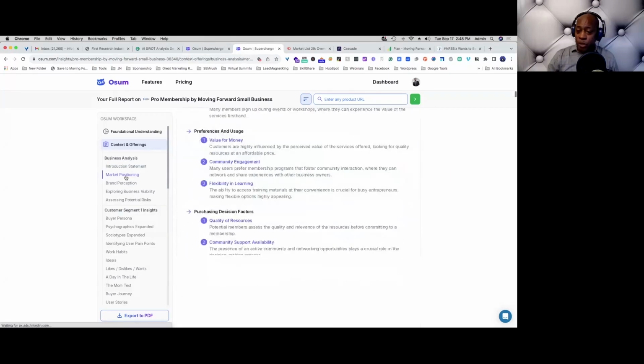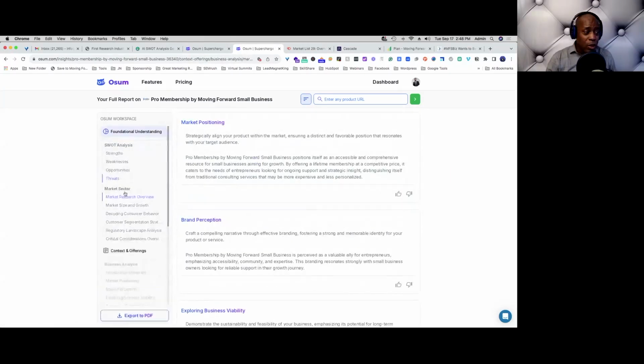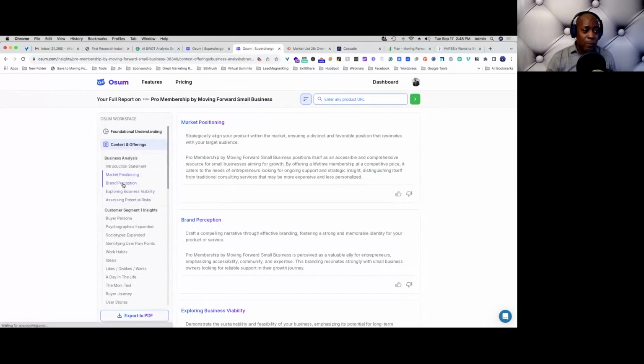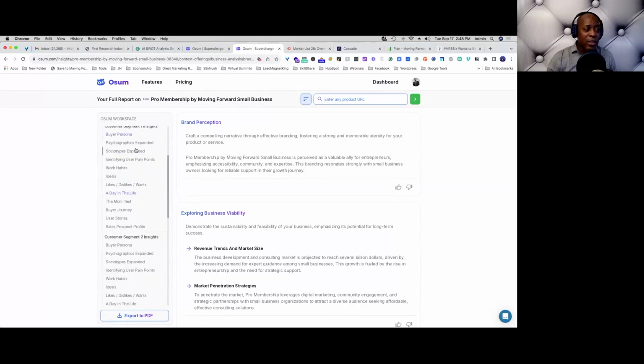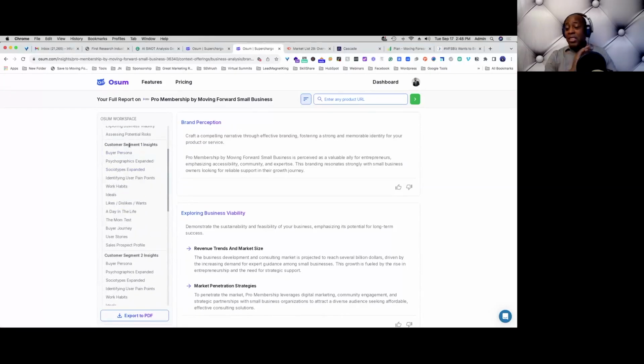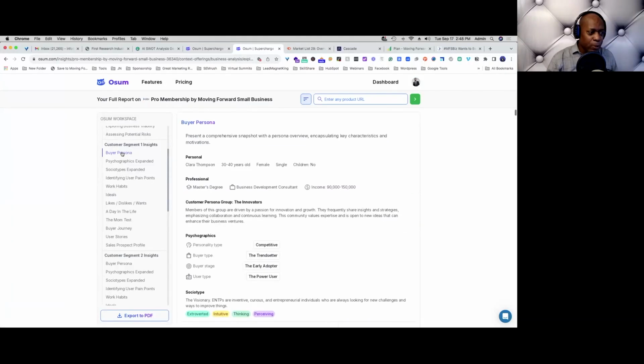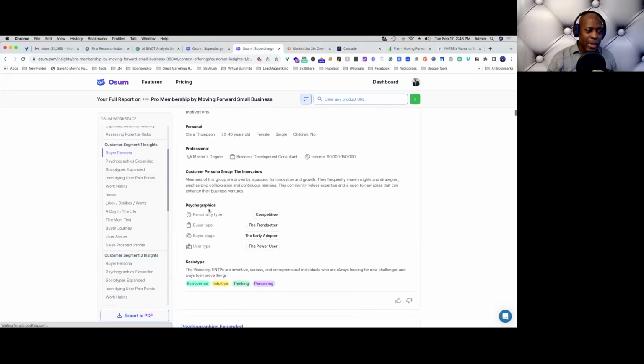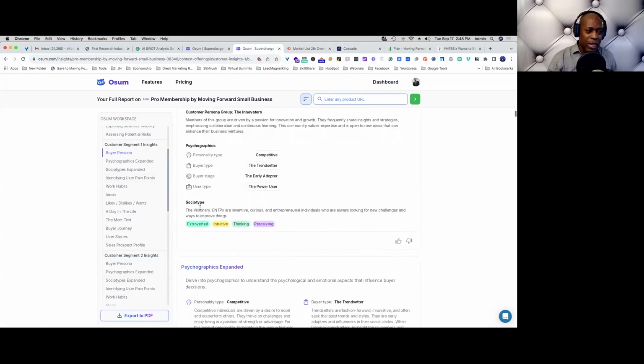It did marketing positioning for your product. It did brand perceptions. And then it created customer personas. Again, that's a whole other thing. Okay? So it did the buyer persona of the individual. Carla Thompson, 30 to 40 years old, female, master's degree. It did some psychographics. It did socio types on her.